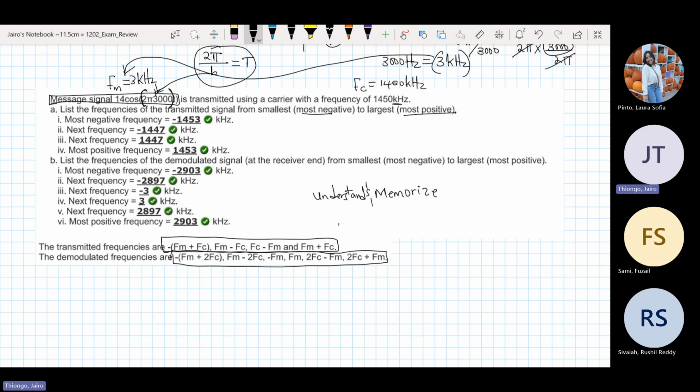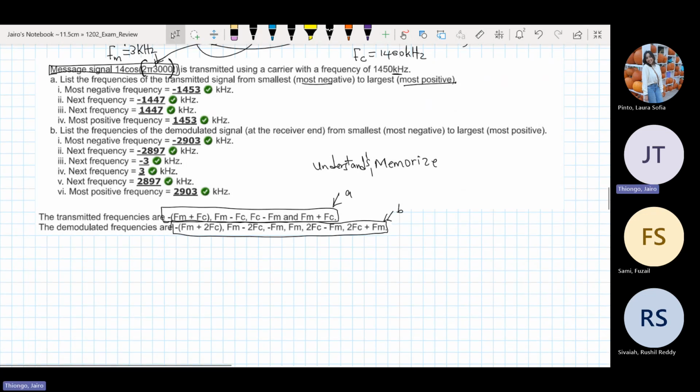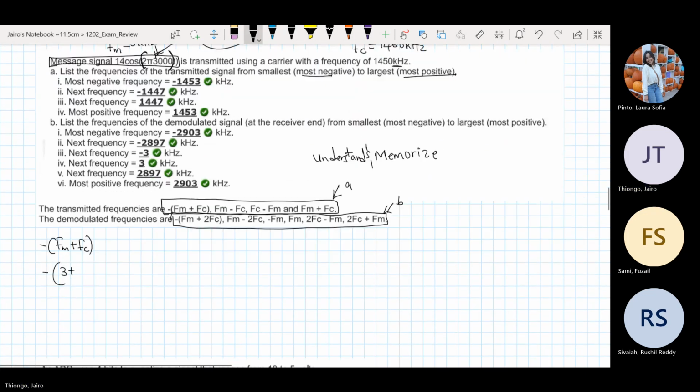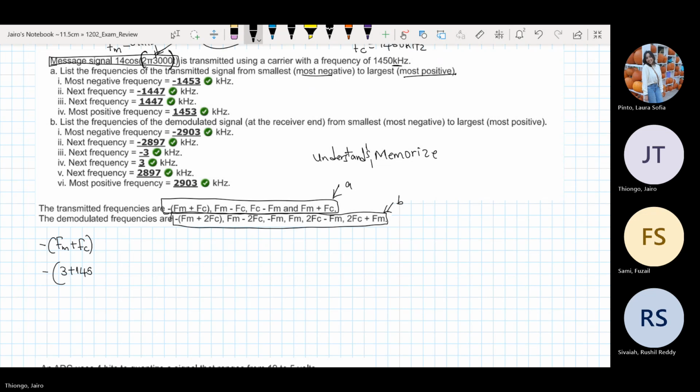So this will be the answer to our first part, and this will be the answer to A. This is the answer to B. Let's do one of them and see if we actually are correct. So for the most negative frequency, it will be given as minus FM plus FC. So minus 3 plus 1450 equals minus 1453 kilohertz.